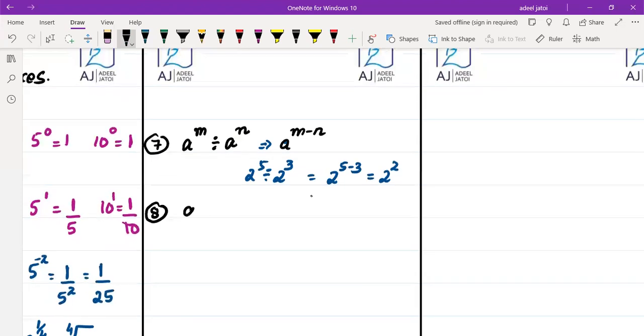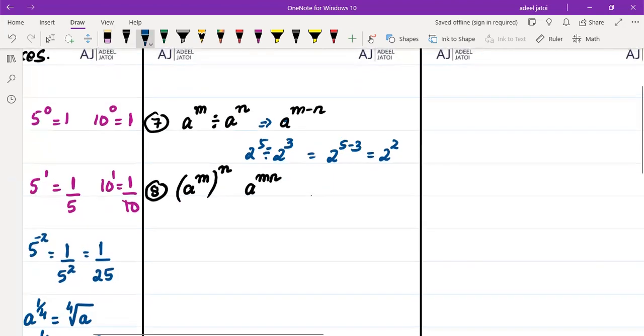Now, moving forward to the 8th rule. Your 8th rule will be a to the power m, with a power right after the bracket. Whenever you have power right after the bracket, the powers are multiplied. That means a to the power m times n. So let's put this in an example. If there is 2 to the power 2, and similarly there's a power 3 after the bracket, this can be written as 2 to the power 6, because 2 and 3 are multiplied.